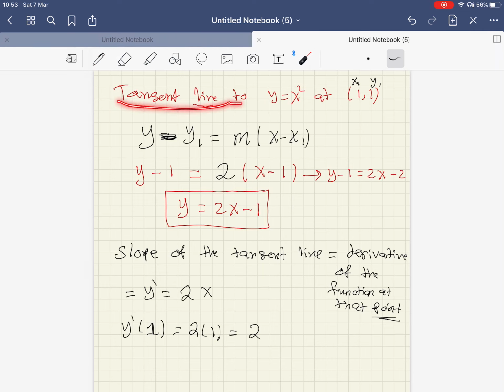So the tangent line to any function is given by the standard equation for a line, except that the slope is a special one because it is the derivative of the function at that point. We take the derivative of x squared, we get 2x, and we substitute x equal to 1 because it's already given to be 1, and the answer is 2. You plug it here, you simplify, you get this one.